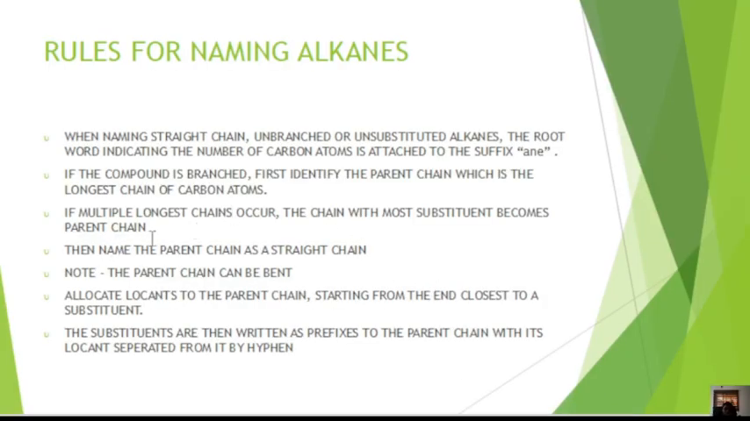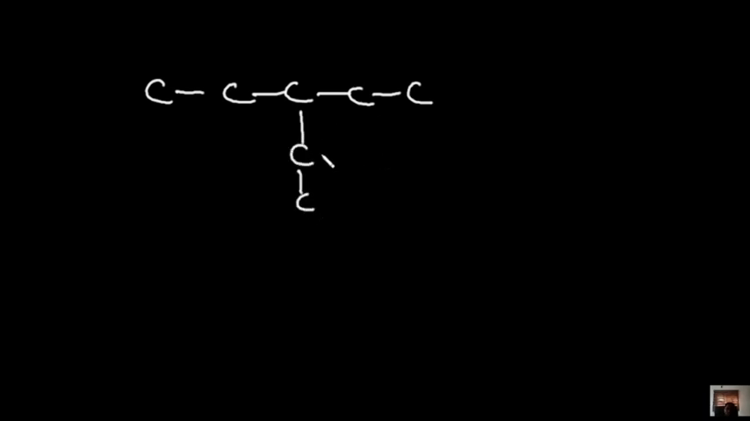Now, the next rule that was mentioned, if multiple longest chains occur, the chain with the most substituents becomes the parent chain. So what does this mean? Consider a scenario where you have C, C, C, C, C, and then C, C. And then in this case, you have chlorine, and you have, let's say, methyl here, and then you have CH3. Okay, let's fill up CH3, H2, H, H2, and then CH3.